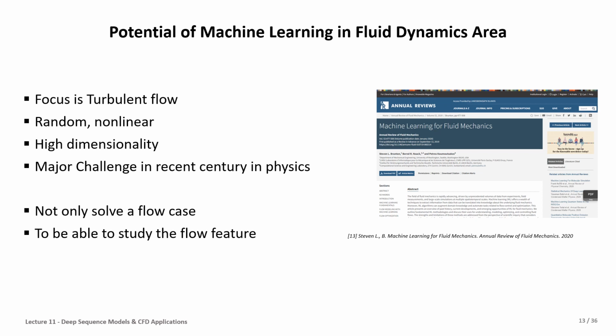to use it. In our case, we focus on turbulent flow, which is one of the unsolved problems in fluid dynamics. It has a random and nonlinear behavior. It has a high dimensionality, and it's one of the major challenges in recent centuries in physics. The aim is to have a deep learning model for turbulent flow, which not only solves a single flow case; we want to have a more general and universal model. And also we can study the flow features.